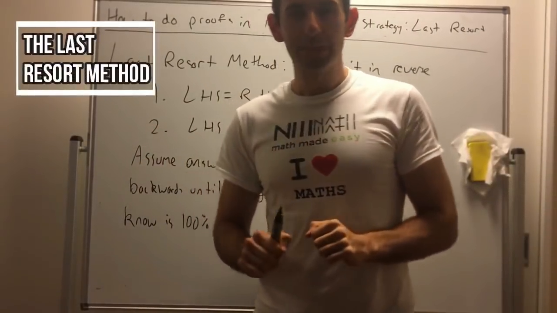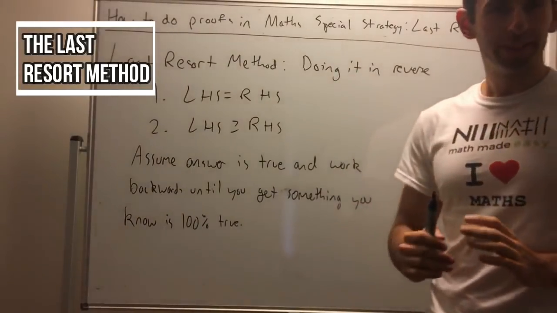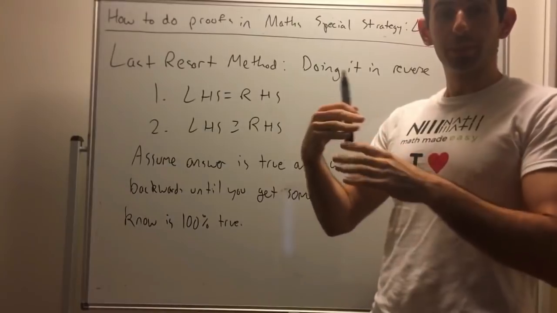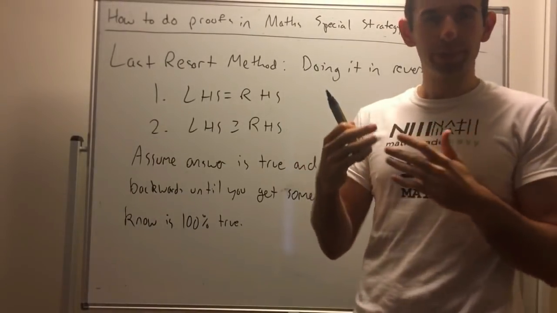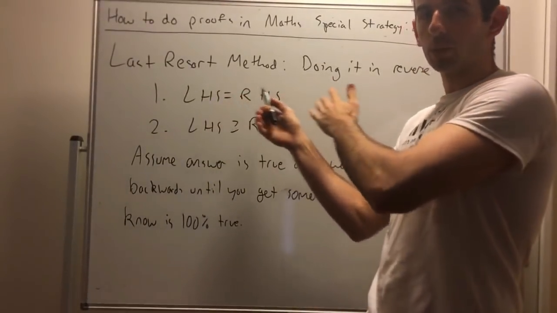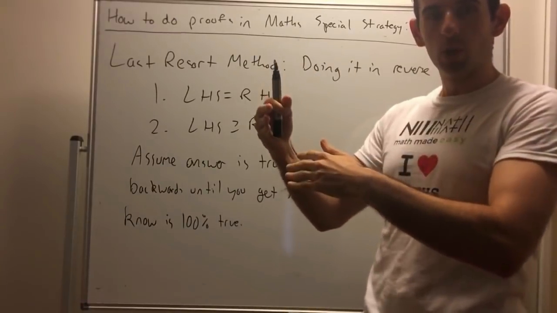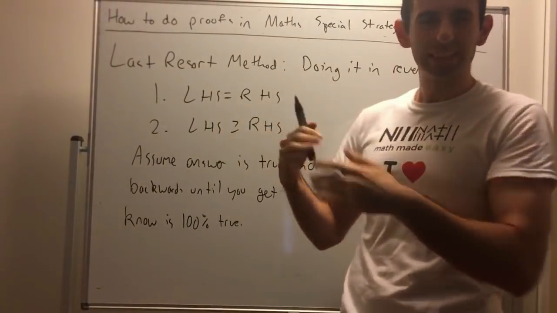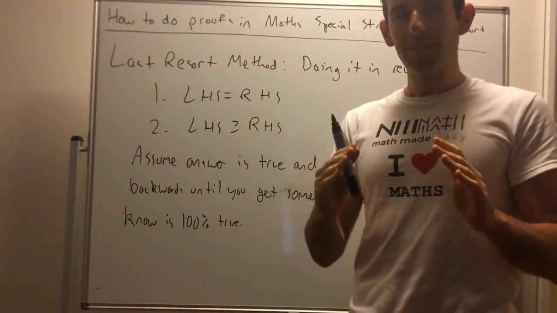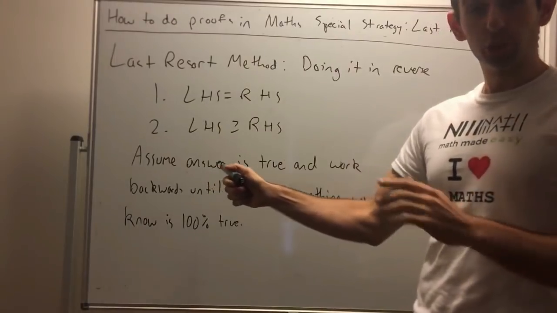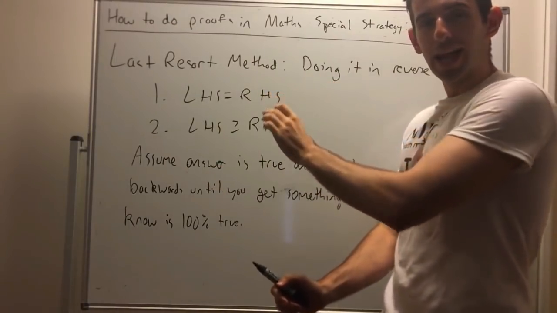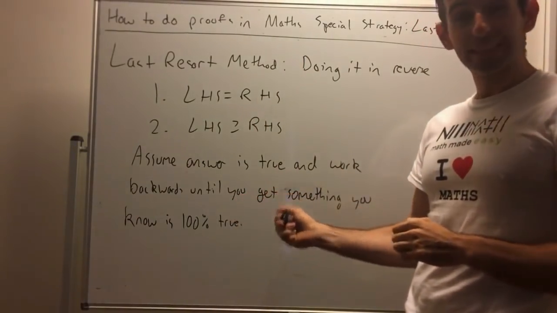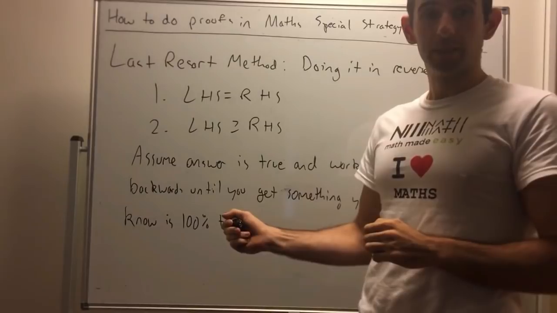Alright, so what's this last resort method? Well, it's called doing it in reverse, so that's the name I give it. Right. So it works for questions where you have to prove in maths, algebra, trigonometry, where you have to prove left hand side equals right hand side. So you've got to prove it, show it, or even for inequalities, right? You've got to show, prove an inequality, greater than, less than, doesn't matter, any variation. So what the method is, we're going to assume the actual answer is true and manipulate that answer and work backwards until we get something that we know is 100% true, right?